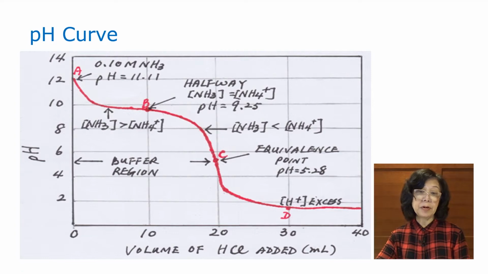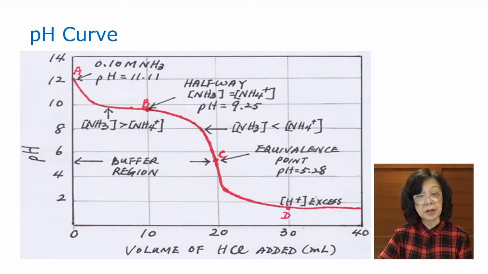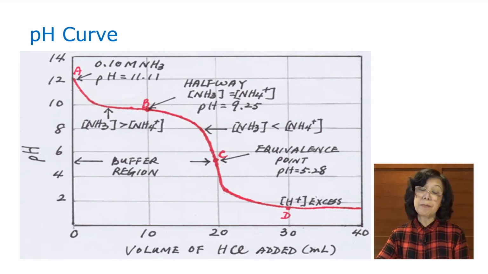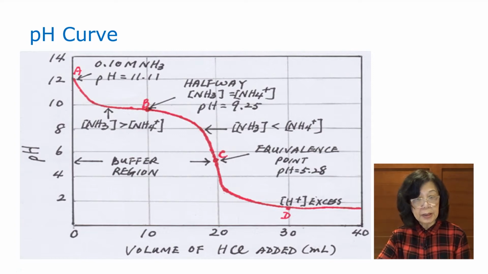At the equivalence point, the pH is due to the hydrolysis of the ammonium ion salt, and the pH is 5.28 in the acidic region. Beyond that would be point D, after hydrochloric acid is added in excess. And notice the buffer region between point A and point C. When going from point A to point B, ammonia is in greater concentration than ammonium. When going from point B to point C, ammonia is in lesser concentration than ammonium.